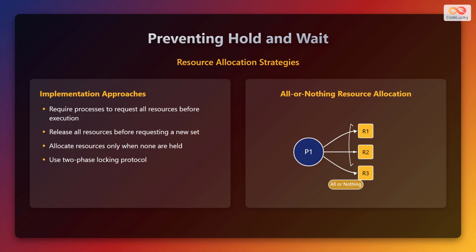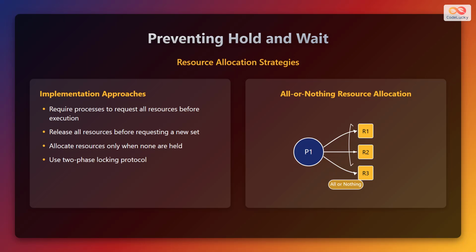To prevent the hold and wait condition, the idea is to ensure that processes do not hold allocated resources while waiting for additional ones. One approach to achieve this is to require processes to request all resources before execution begins. This way, a process either gets all the resources it needs, or it waits until all of them are available. Another approach is to make a process release all resources before requesting a new set. By releasing all current resources before requesting more, the process avoids holding resources while waiting.